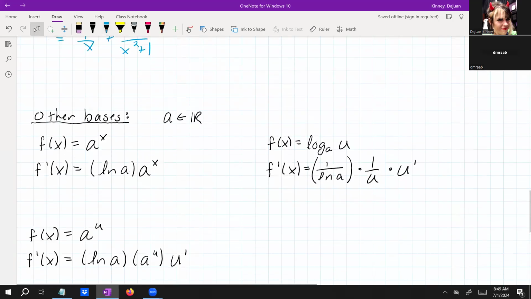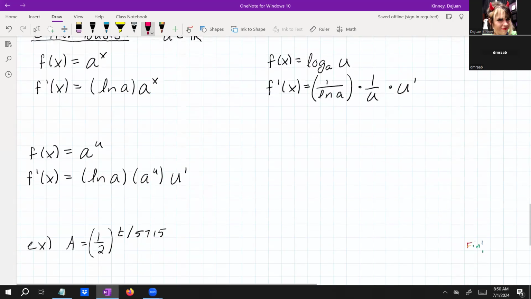The last bit are other bases. So a is any real number. We can take the derivative of a to the x instead of x to the a. It's natural log of a times a to the x. And of course, if we have a u in there, you have to take the derivative, u prime, as well. If we have log-based anything that's not natural log, so natural log is log base e, we just take 1 over natural log of a times u prime. So we clean that up just like we did before.